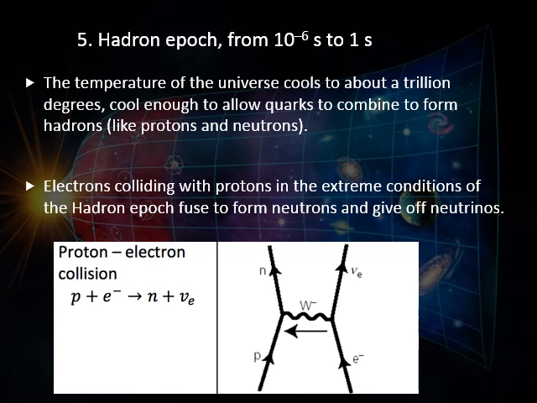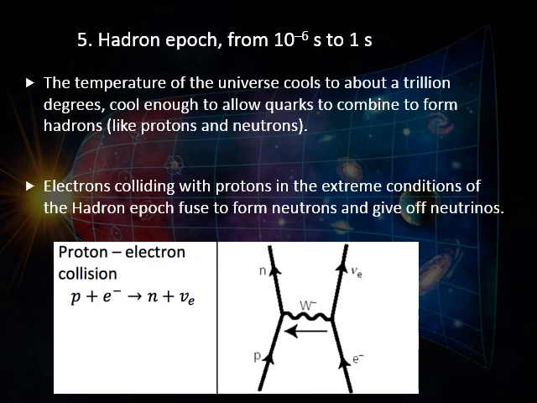The fifth stage is the hadron epoch, from 10 to the power minus 6 to 1 second. The temperature of the universe cools to about a trillion degrees, cool enough to allow quarks to combine to form hadrons. Hadrons are like protons and neutrons. Electrons colliding with protons in the extreme conditions of the hadron epoch fuse to form neutrons and give off neutrinos.